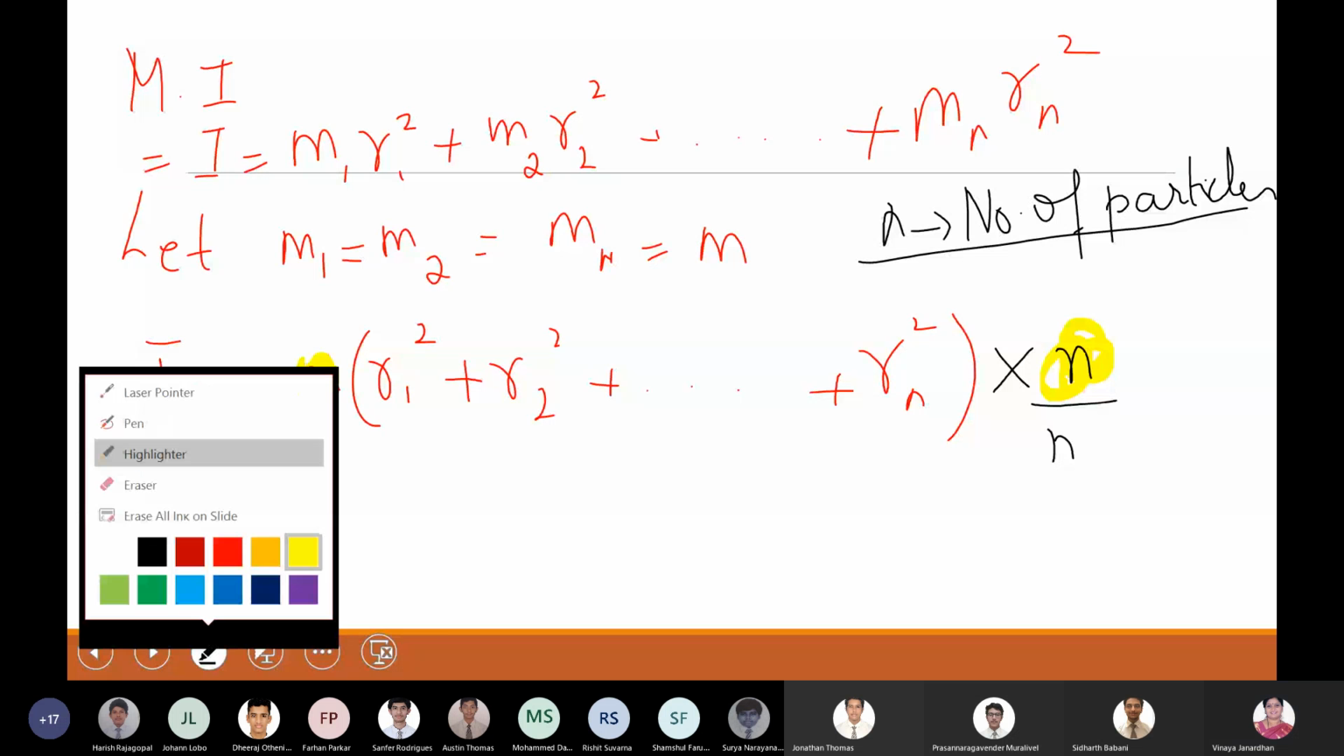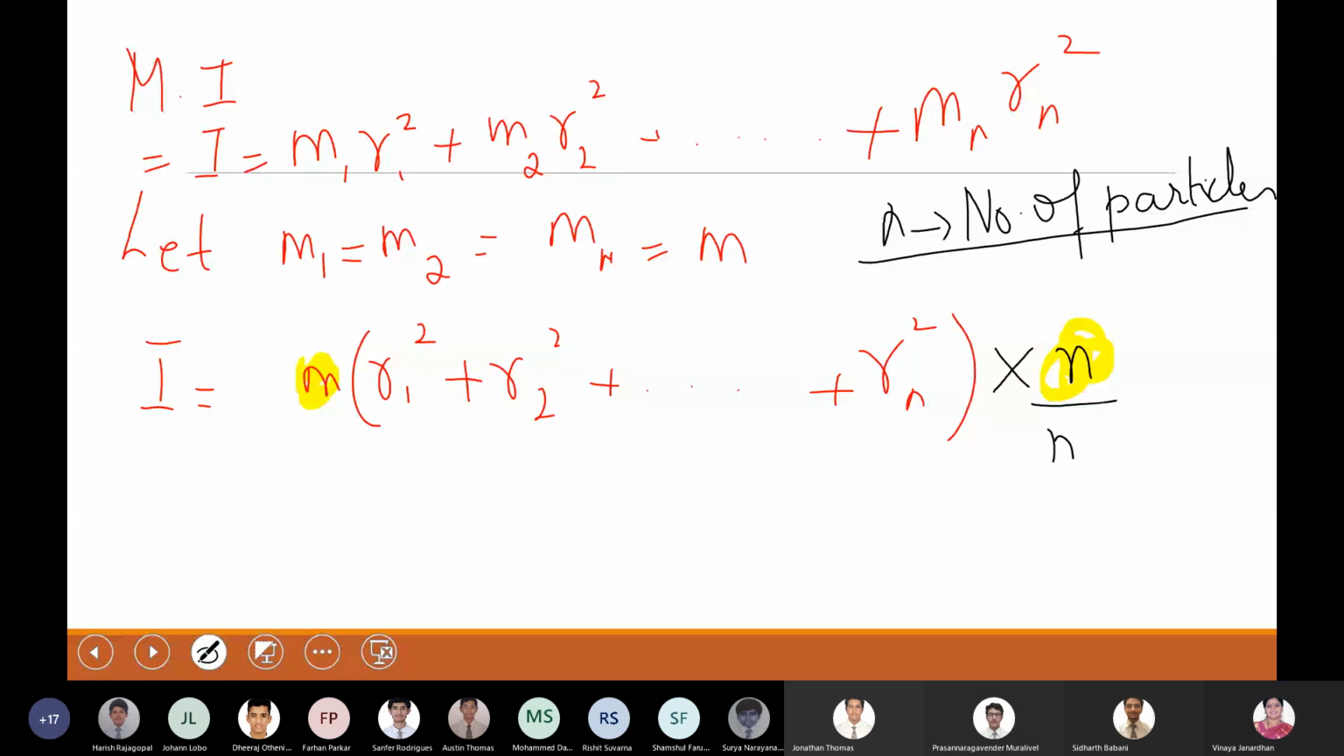Now substitute. m into n becomes capital M. What is capital M? The total mass of the body. Please write what is capital M and what is small m. Capital M is the total mass of the body. Small m is the mass of each particle. n is the total number of particles. Is that clear, boys?